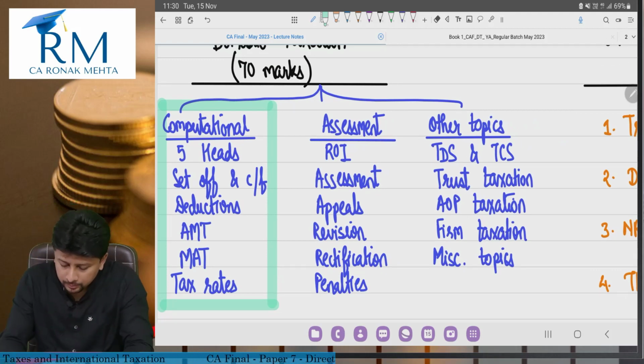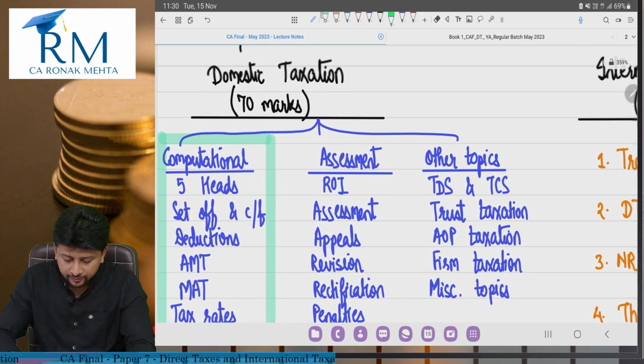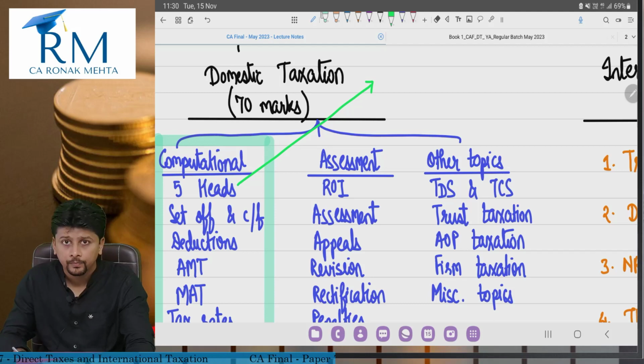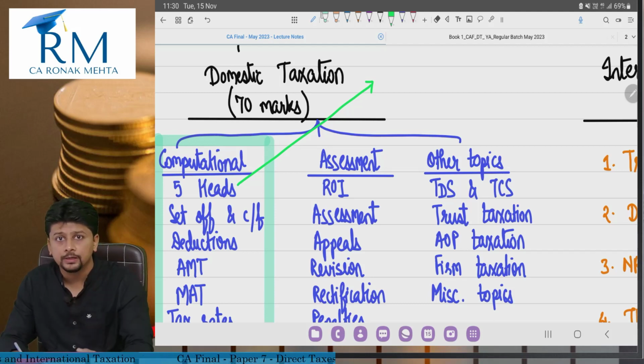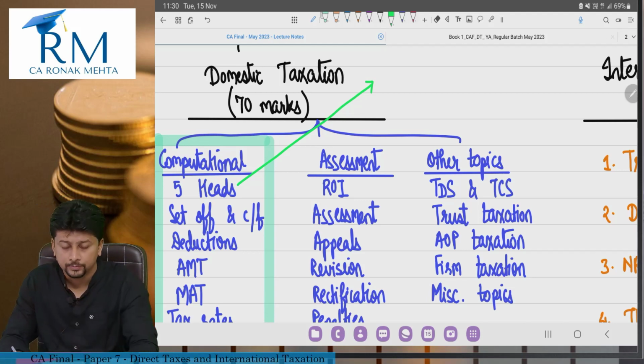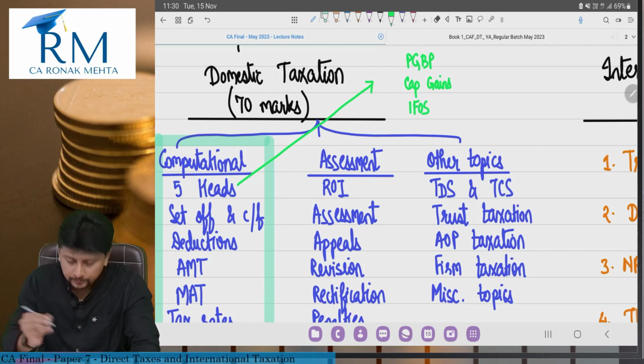Now, when I said computational part, 5 heads of income, at your CA Final, when it comes to these 5 heads of income, there are only 3 heads of income worth studying. There are only 3 heads of income which appear in your exams. Obviously, one is PGBP, the other is capital gains, and the third, income from other sources.